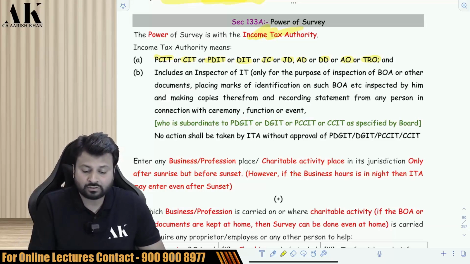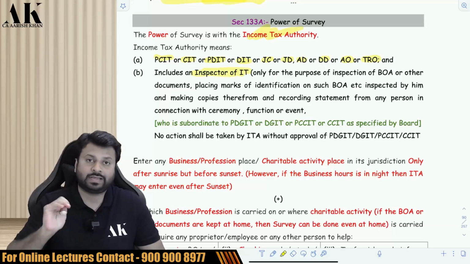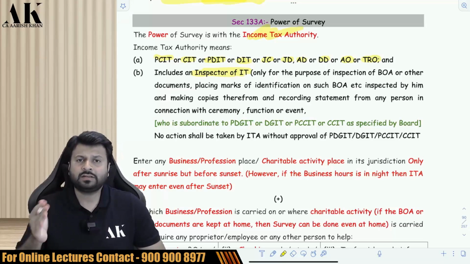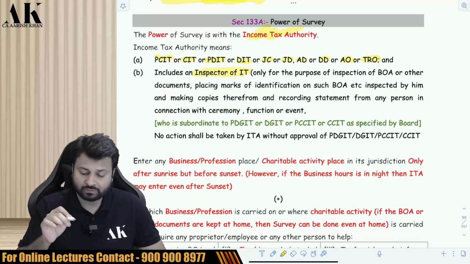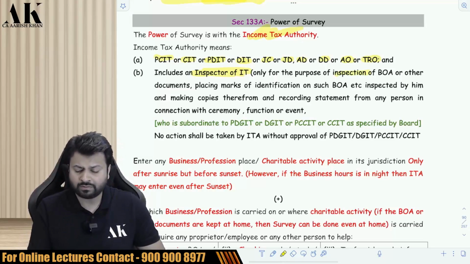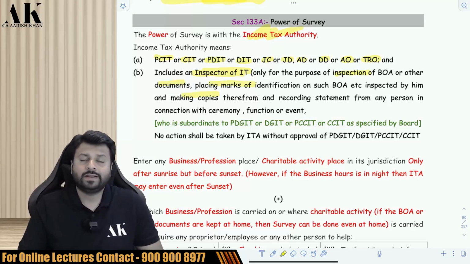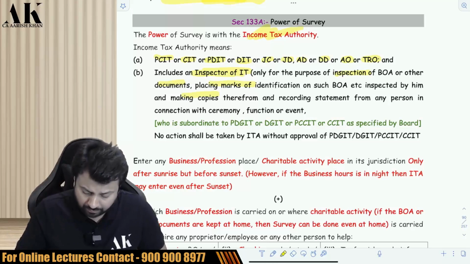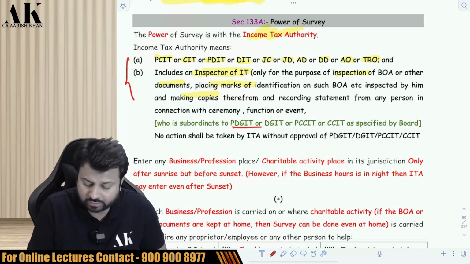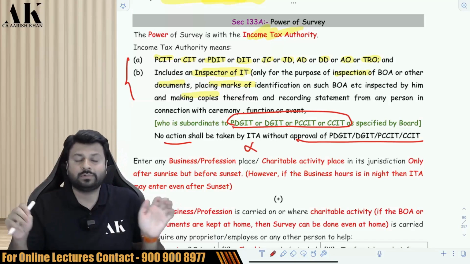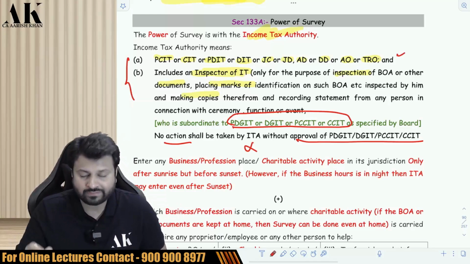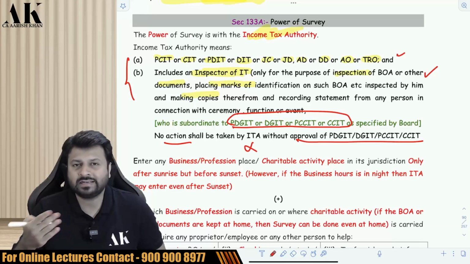Apart from that, the power of survey is also given to whom? To the Inspector of Income Tax. But the Inspector of Income Tax has limited power, does not have absolute power. What kind of power do they have? They only have the power of inspection of books of accounts or other documents, placing marks of identification, or making copies therefrom. They don't have any power apart from that. Now, both these authorities should be subordinate to what? Subordinate to these higher authorities, and they have to take an approval from the higher authority. Without that, survey is impossible. So there are around 7-8 authorities over here who have absolute power. The Income Tax Inspector has limited powers.